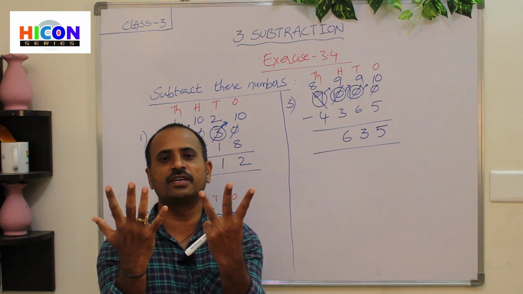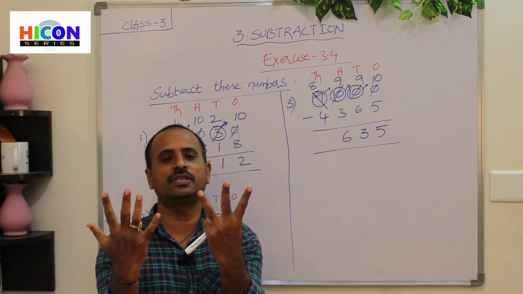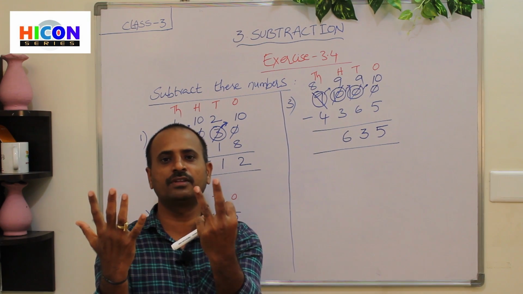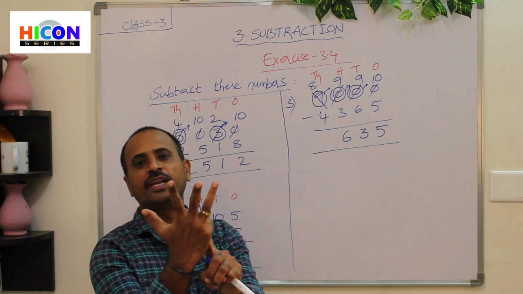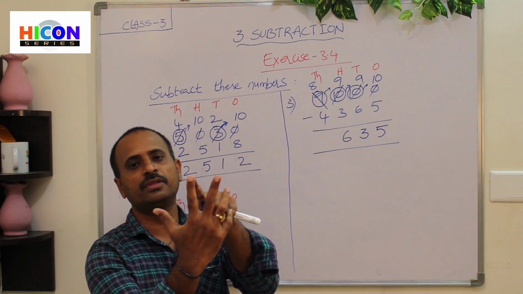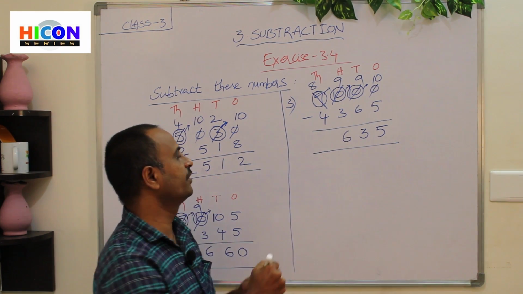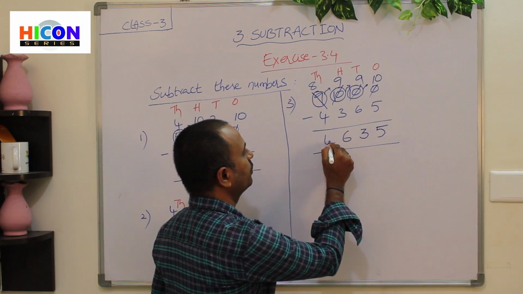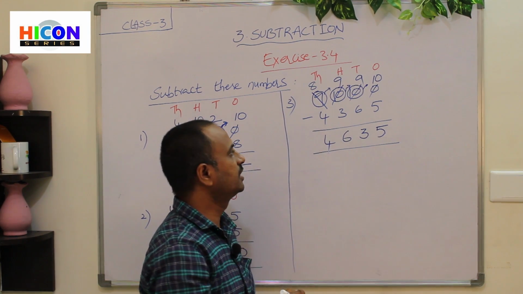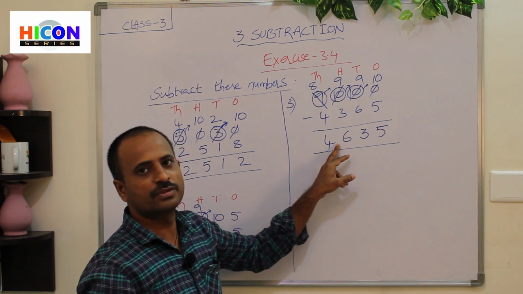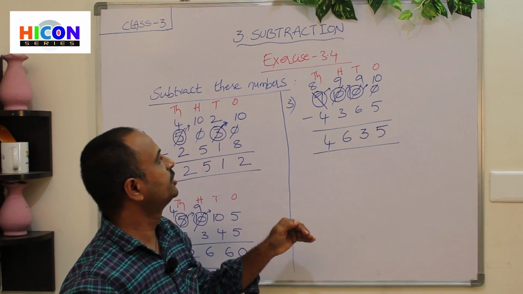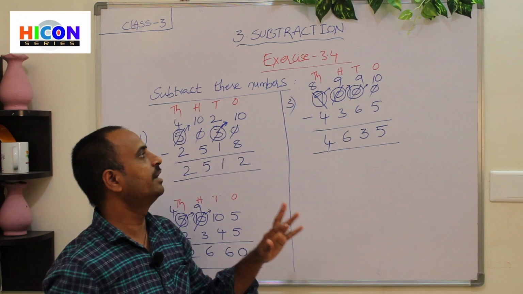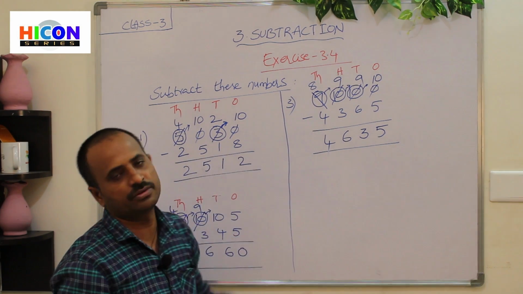So close 4 fingers among these 8 fingers. So children, see, I am closing 4 fingers. 1, 2, 3, 4. And how many fingers are there remaining? 1, 2, 3, 4. There are 4 fingers remaining. So write 4 under thousands place. So children, the answer is 4635. So these are the problems which are based on the subtraction and also subtraction with the zeros.